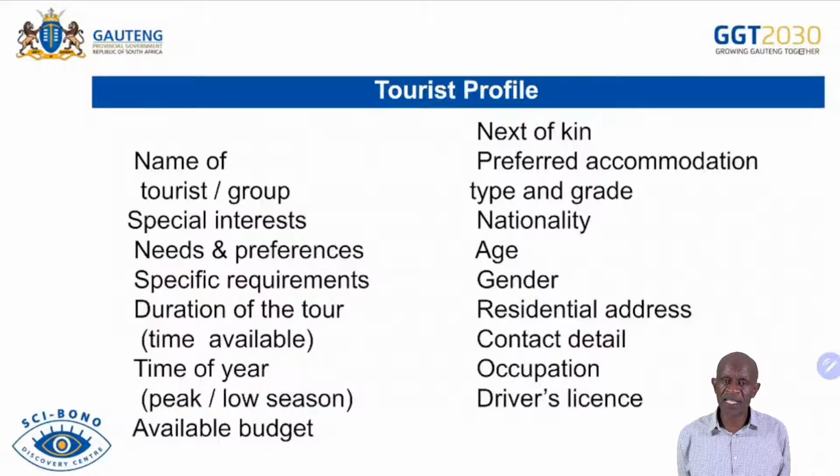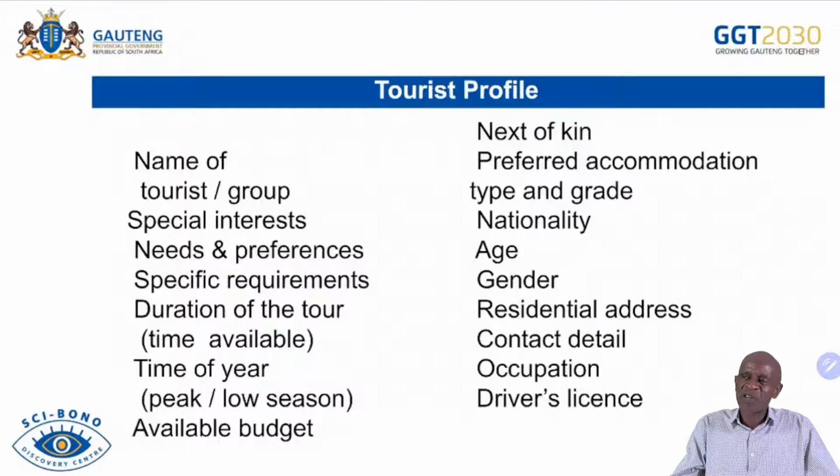The next aspect we have alluded to is the issue of nationality. The question of age also comes in because with age, you are able to determine the activities that are relevant for that tourist. The activities for young people may not be the same as activities for old people.